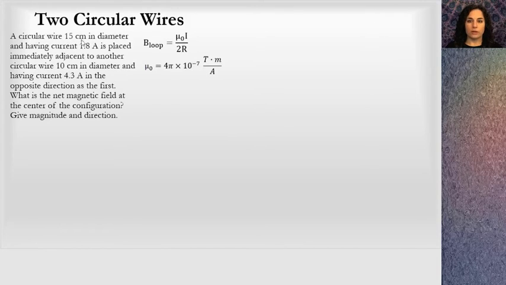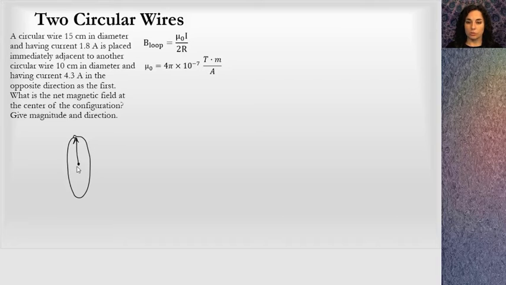A circular wire 15 centimeters in diameter and having a current of 1.8 amps is placed immediately adjacent to another circular wire 10 centimeters in diameter and having a current of 4.3 amps in the opposite direction of the first. Okay, so I'm going to draw a picture here really quick so that we can get a picture of the situation.